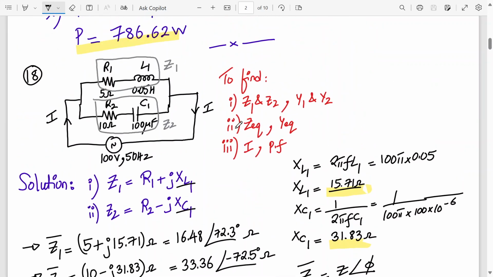How will you find Z equivalent? They are in parallel. So one technique is 1 upon Z equivalent is 1 upon Z1 plus 1 upon Z2. Yes or no?